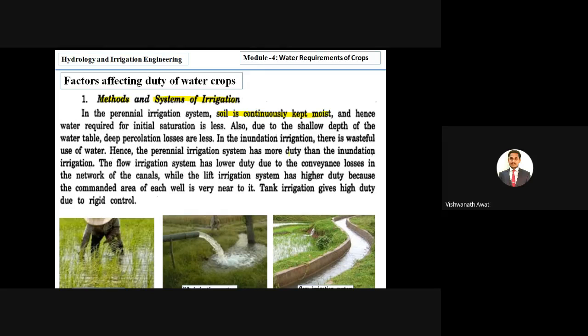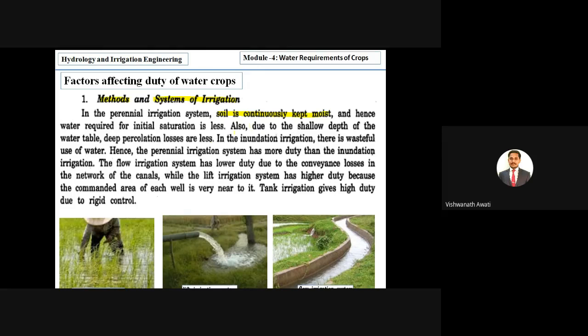So here we have to understand two systems: the perennial irrigation system and the inundation irrigation system. As we know, in the perennial irrigation system the soil is continuously kept moist, which means there is a lesser requirement of water, and from the remaining water we can cover more area. When we are covering more area with the available water, then duty obviously will be more. But if you take the example of inundation irrigation, there is continuous use of water and there will be loss of water, so comparatively duty will be less, right?